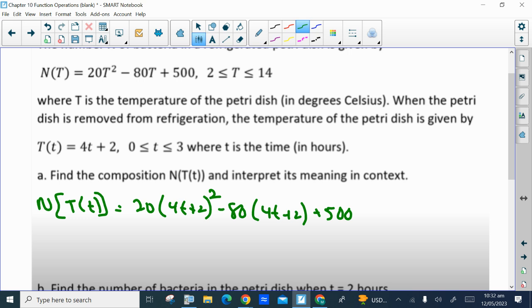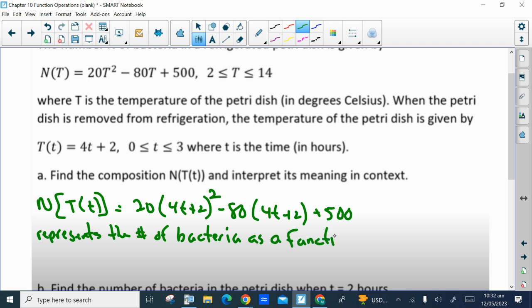So when capital T at t, which is the time function, is embedded into the number function, this represents the number of bacteria as a function of time, because that is the variable that's in the equation.